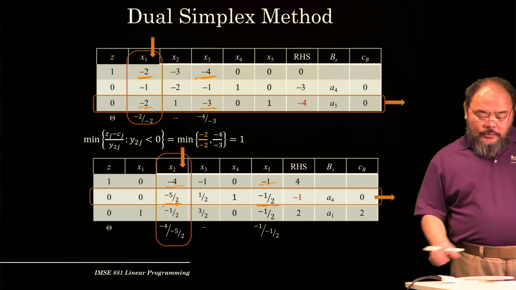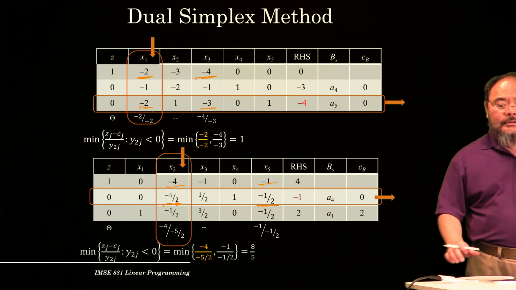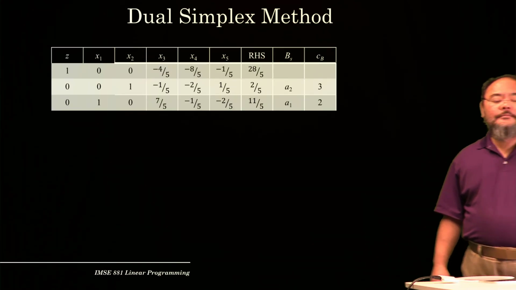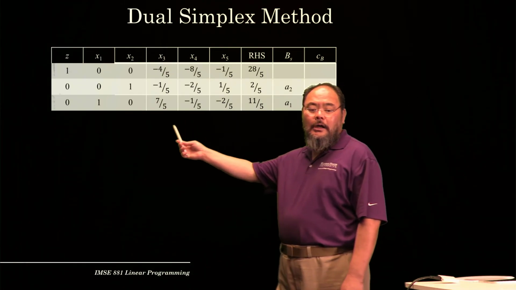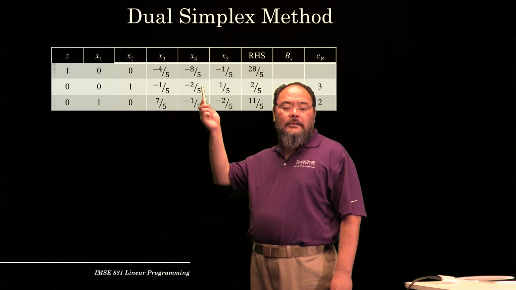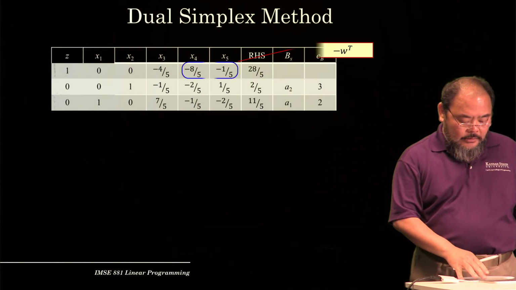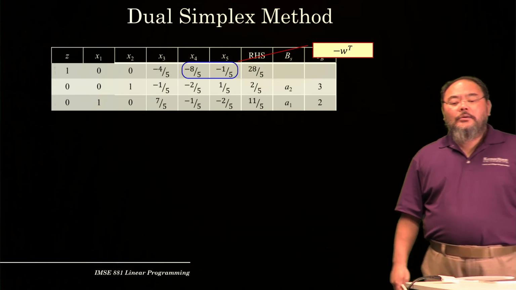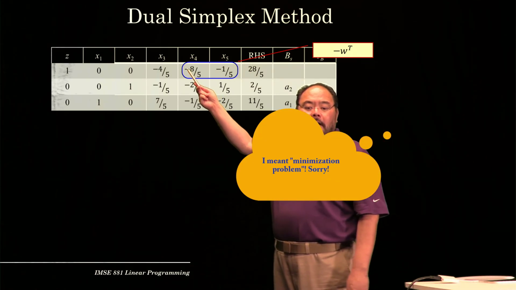So we do another minimum ratio test, like we said before, and then do a pivot. Make the x2 column look like the x4 column originally, and that's my tableau after the pivot. We can figure it out. I want you to pay attention. This is a maximization problem.